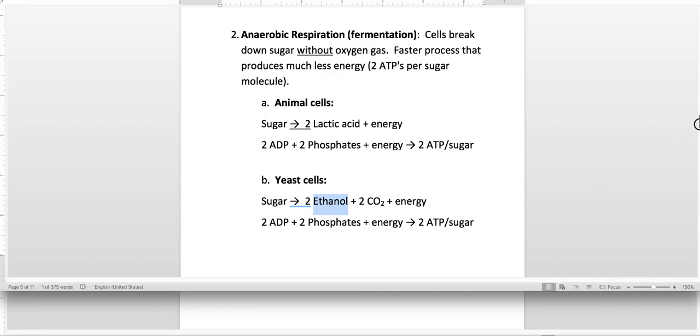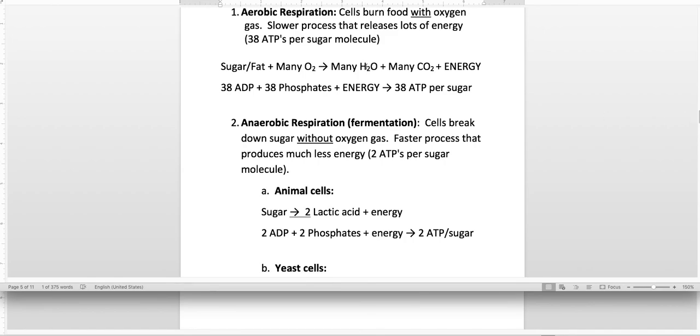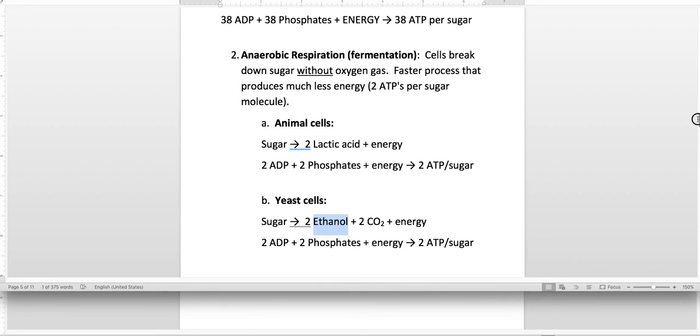Okay, so keep in mind though that if cells have a choice to do aerobic or anaerobic respiration, they're always going to choose aerobic because it just produces a lot more energy. It's a lot more efficient. Cells only go into anaerobic respiration when you force them to by taking away their oxygen or when they use it up faster than they can get it. So again, this happens in your muscle cells.